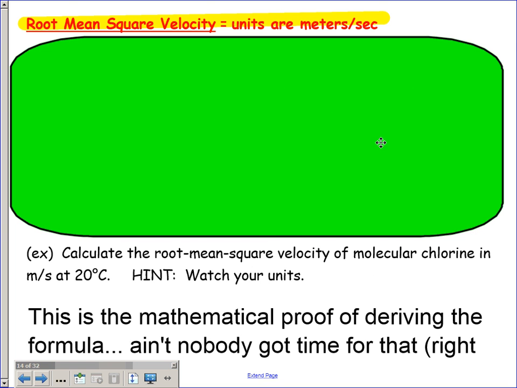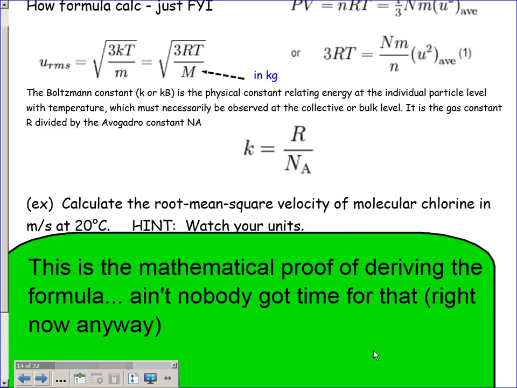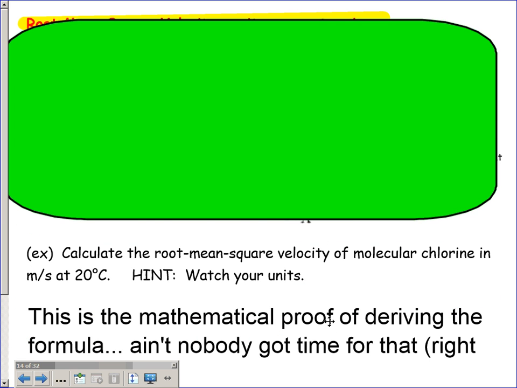The proof, we don't have time for right now, but it does relate to Avogadro's number, another constant, the k constant from the Maxwell-Boltzmann curve, and then temperature. We don't need to know how to derive it ourselves. That's just a good thing for your free time, when you have free time. But we're going to plug this in right now.